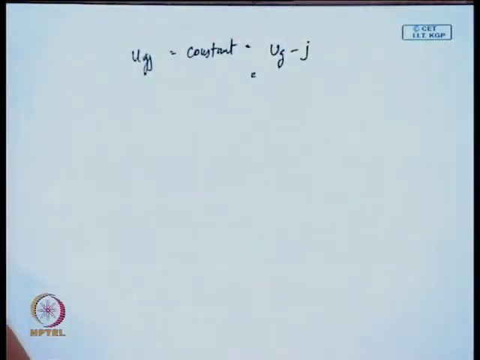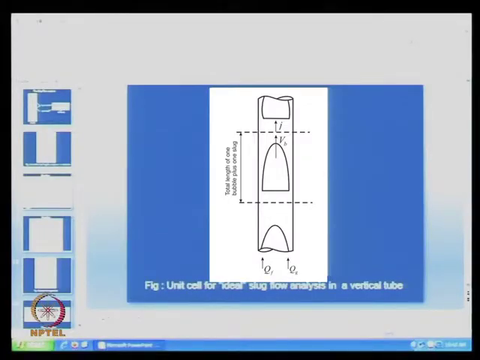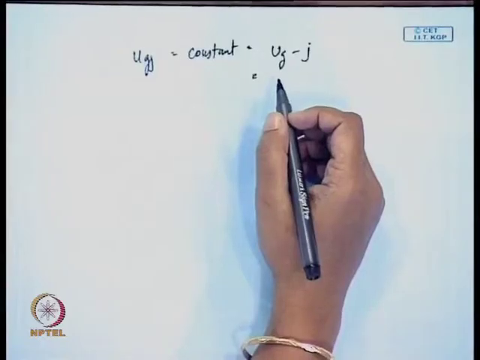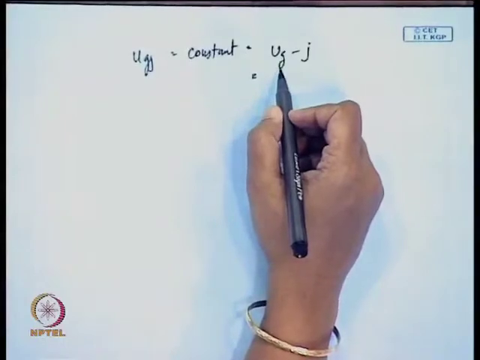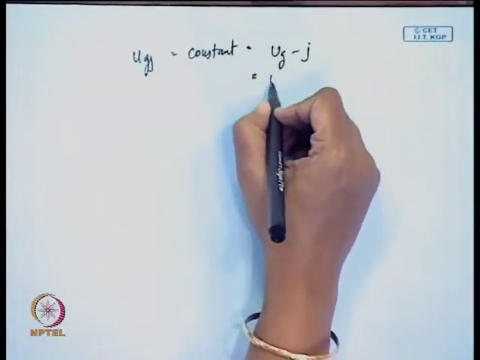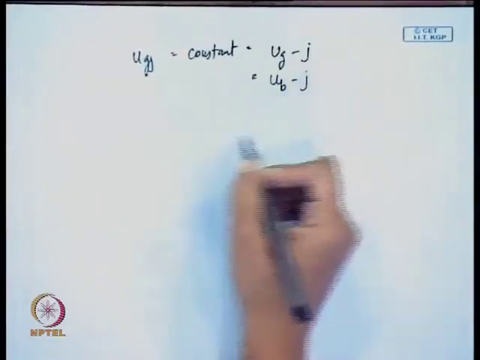If you see the transparency where I had shown you the unit cell for your slug flow analysis in a vertical tube, we find that in the slug flow pattern, all the gas we assumed was confined as Taylor bubbles. So, therefore, UB, the velocity of the bubble, can be taken as equal to the velocity of the gas during the slug flow pattern. So, therefore, this is equal to UB minus J.